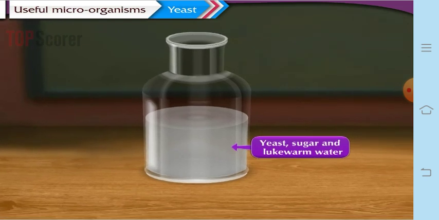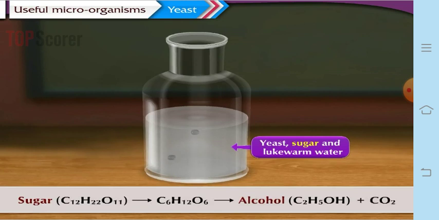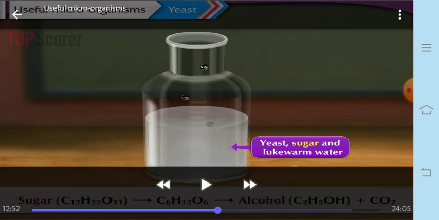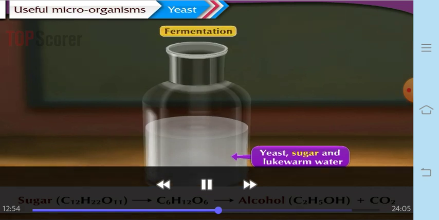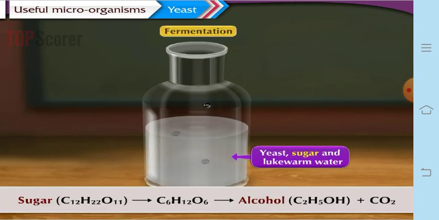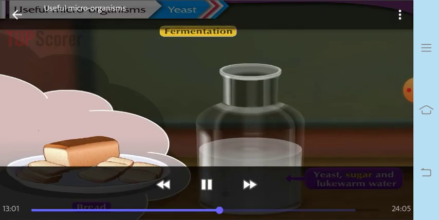What we have used here is sugar solution, or maybe carbohydrates also. So what it does is, sugar is getting converted to alcohol and carbon dioxide. This process is also called fermentation. When sugar is getting converted to alcohol and carbon dioxide by yeast, this process is called fermentation.